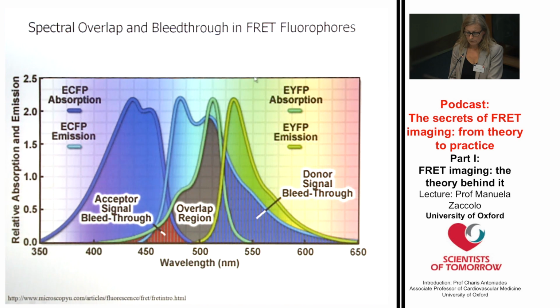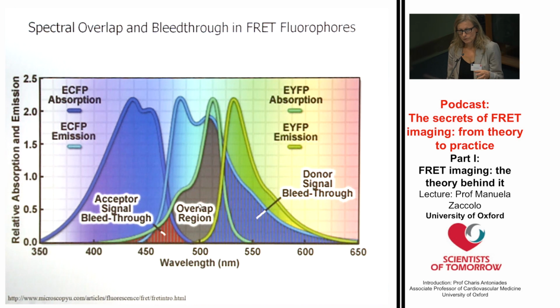One of these is spectral overlap, which is illustrated in this diagram. This shows the excitation and emission spectra, here in blue, for CFP, and in yellow-green the excitation and emission spectra for YFP. For FRET to work, you need the emission spectrum of the donor, in this case CFP, to significantly overlap with the excitation spectrum of the acceptor. And this works for CFP and YFP, as indicated here by the overlap region in gray.